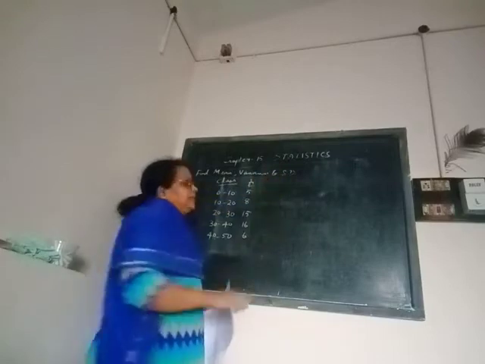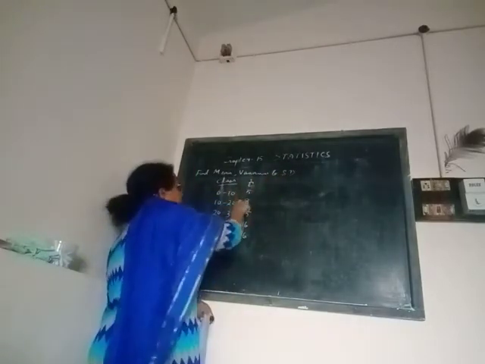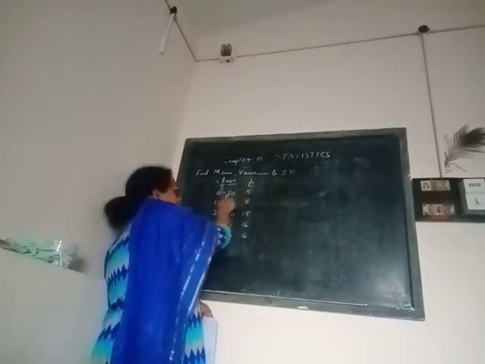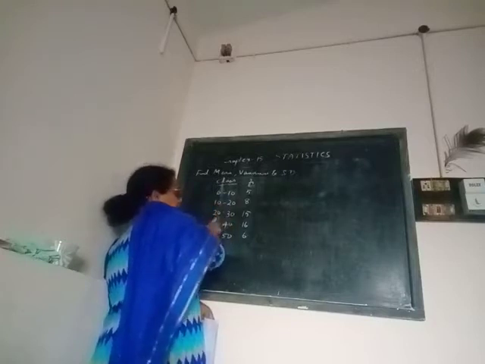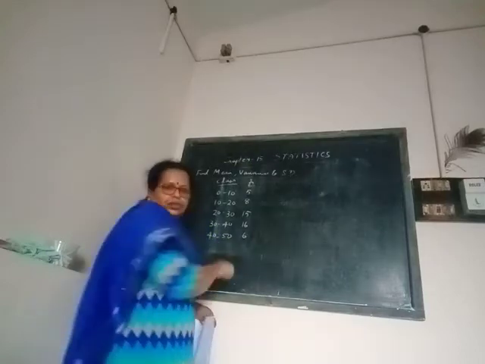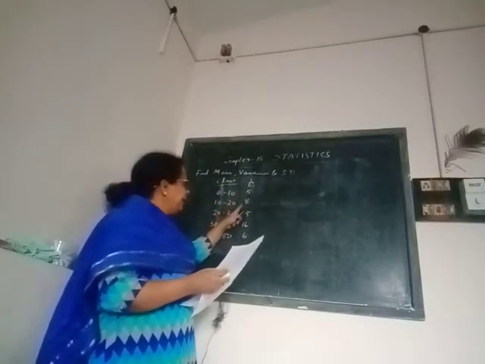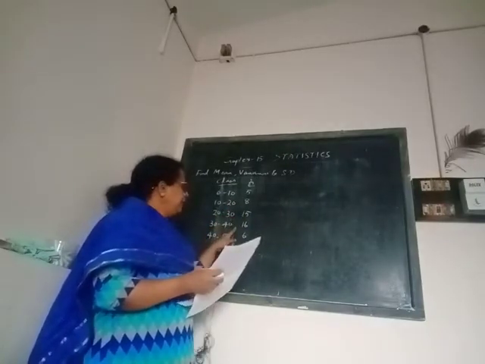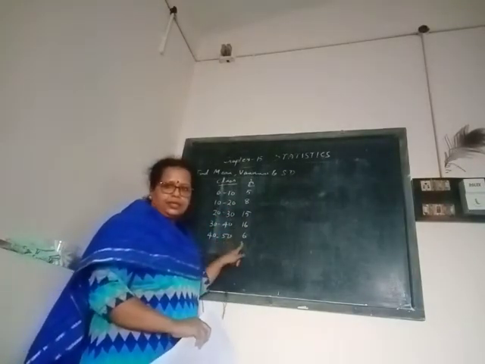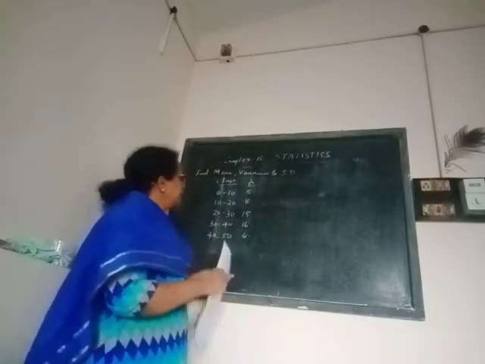Next question is find mean, variance and standard deviation of class 0 to 10, 10 to 20, 20 to 30, 30 to 40, 40 to 50. And frequency is 5, 8, 15, 16, 6.